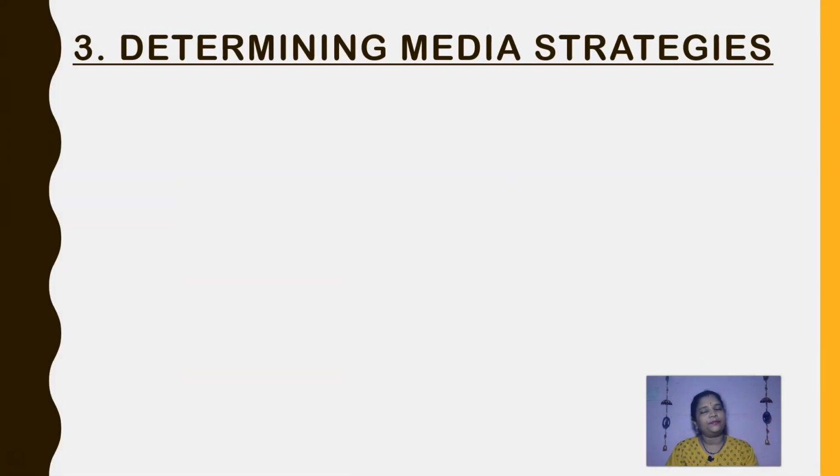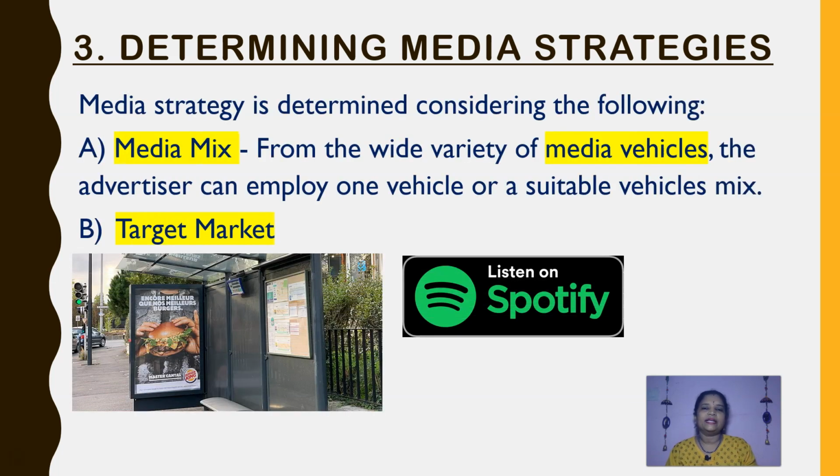Right. So, the third important aspect is determining our media strategies. Media strategies are determined by considering the following things. The first one is media mix. A media mix is drawn from a wide range of media vehicles. The advertiser can employ one vehicle or a suitable mix of vehicles. When we are talking about a lot of media vehicles, TV, newspaper, out of home, social media, so many are there now, right? Next, the target market is also very important.